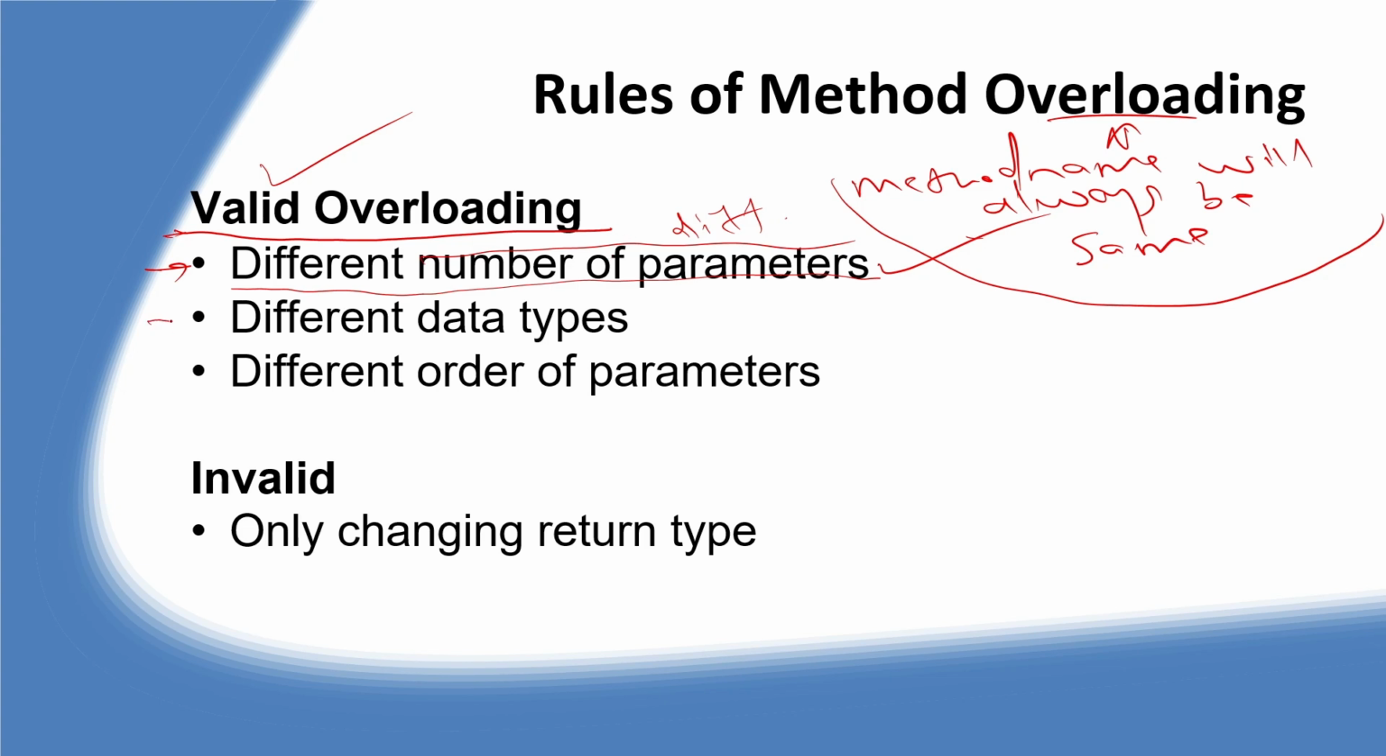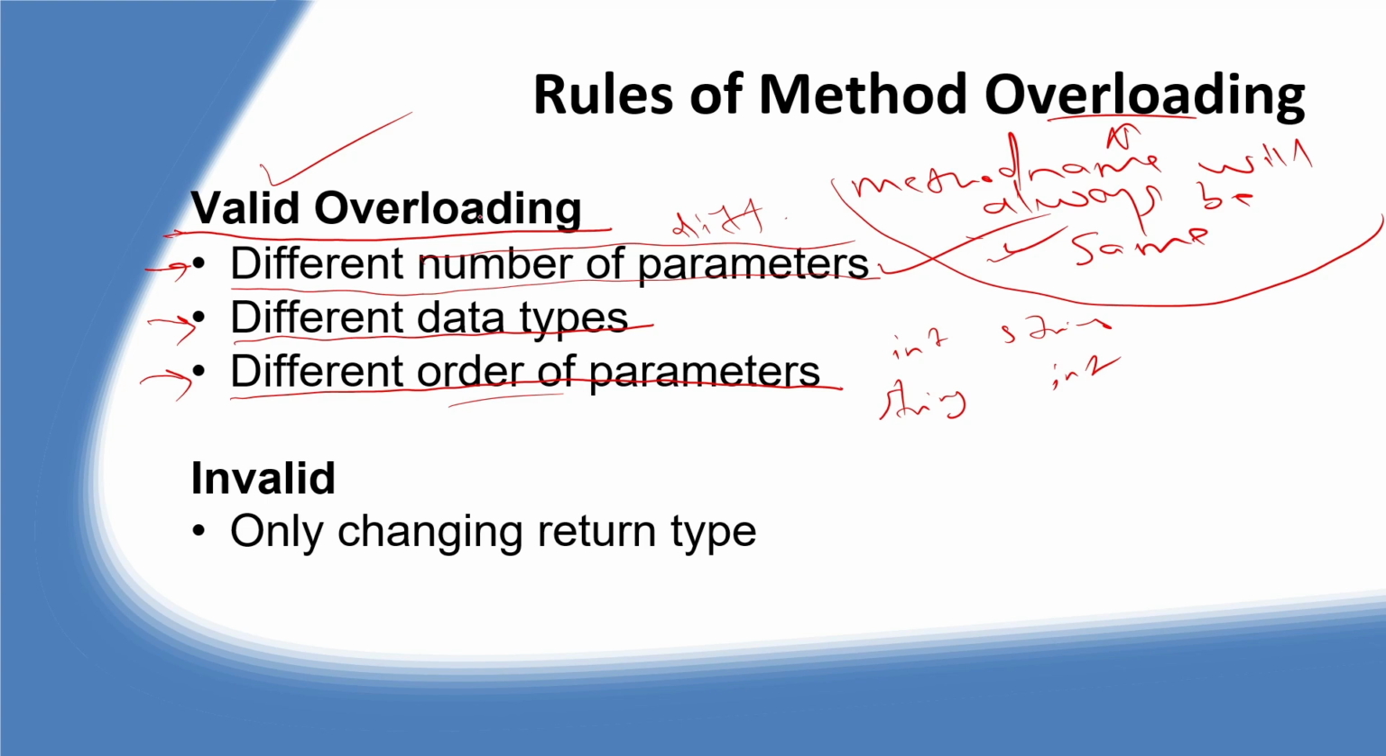What is another type of method overloading? Method name is same, but the data types are different. Now third type of method overloading. Method name is same, but different orders of parameters. We have seen an example. Int string in the first method. In the second method it was string, then int. So order of parameters can vary.